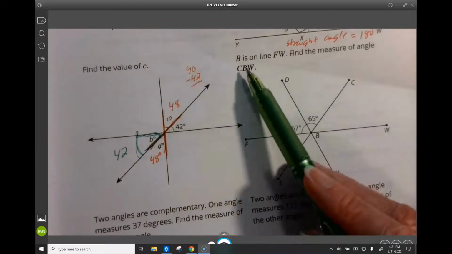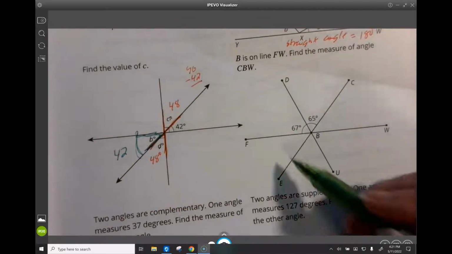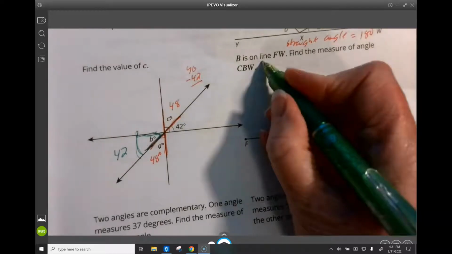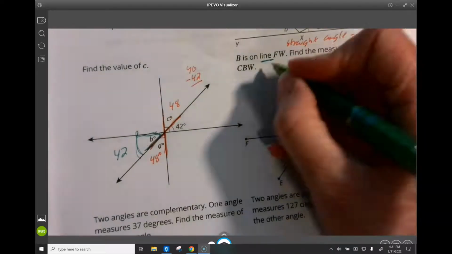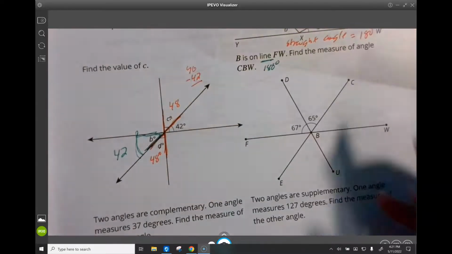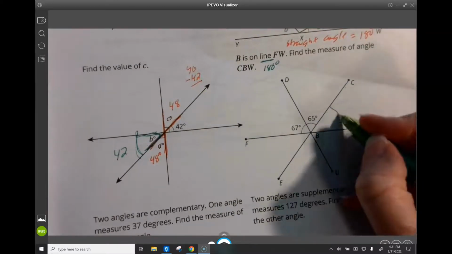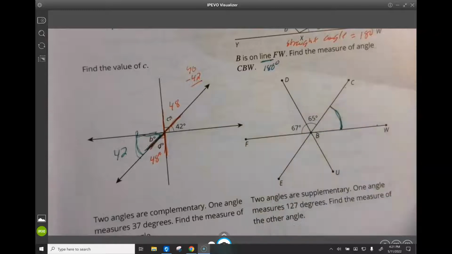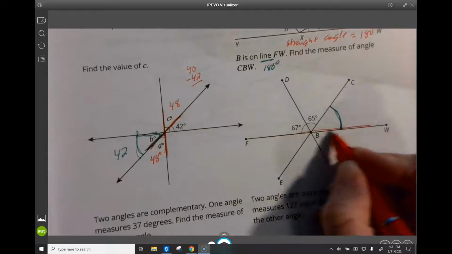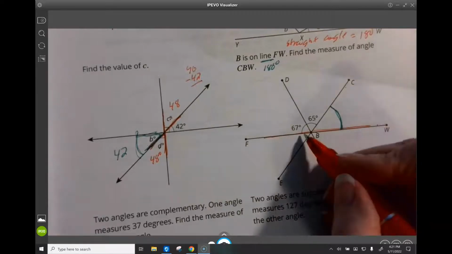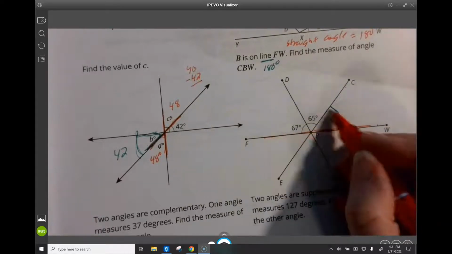Okay, now, B is on a line FW. So that is your big clue there. A line is a straight angle. That's going to be 180 degrees. Find the measure of angle CBW. So we have to find the measure of this angle right here. Yes? Well, these are all on a line. If they are all on a line, they have to equal 180. Okay? These have to add up to be 180.